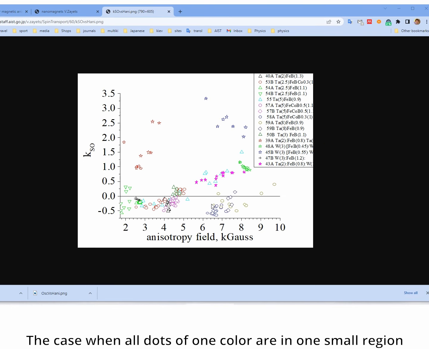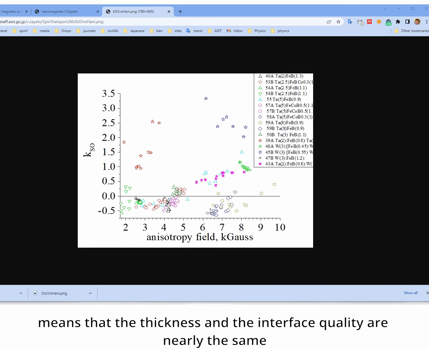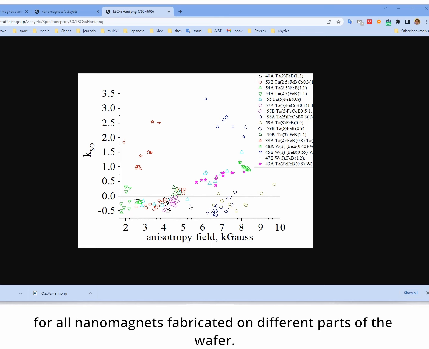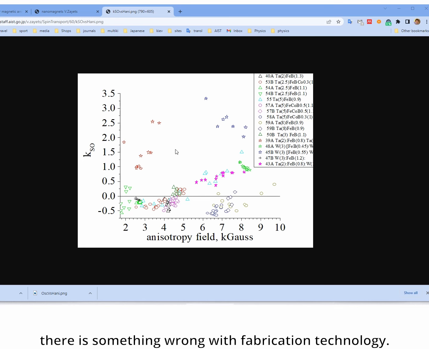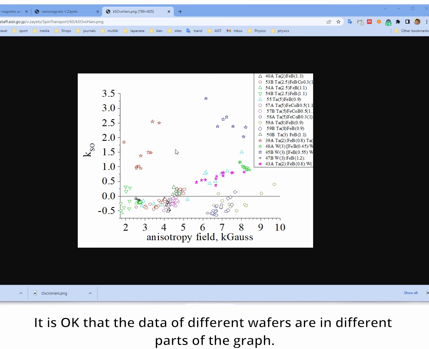The case when all dots of one color are in one small region means that the thickness and interface quality are nearly the same for all nanomagnets fabricated on different parts of the wafer. When data is sparse over a large region, it means there is something wrong with the fabrication technology. It is okay that the data of different wafers are in different parts of the graph.